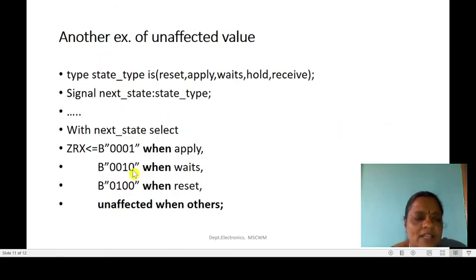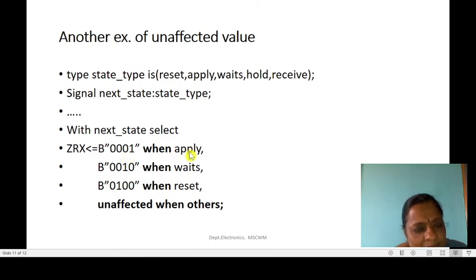You see, here is another example. I have written it once again using the keyword type, and the state type is here. How many have I taken? You see here: receive, hold, waits, apply and reset. It is of the state type. And once again, I have taken another one as next underscore state, which is of the state type. So here, how are you going to use unaffected with the select signal, with next state and the select? And this is your target signal. This is the signal assignment statement.